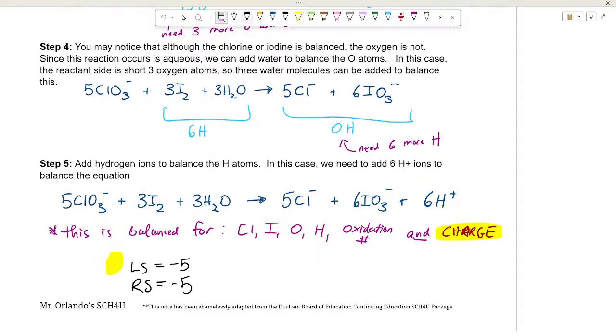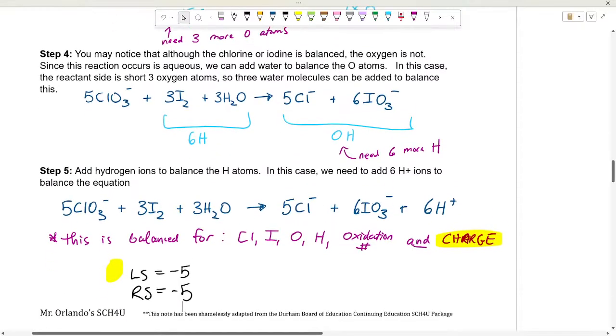Does that make sense? Now, again, we've thought about charge when balancing. We've never thought about oxidation number. That's new. But they should all be balanced. All the atoms need to be balanced. How the electrons move needs to be balanced. And if you do all that, the charge should also be balanced. So it doesn't hurt to check it.